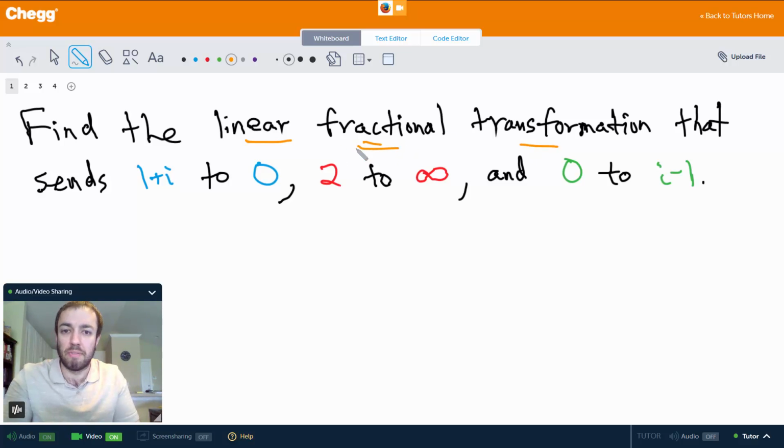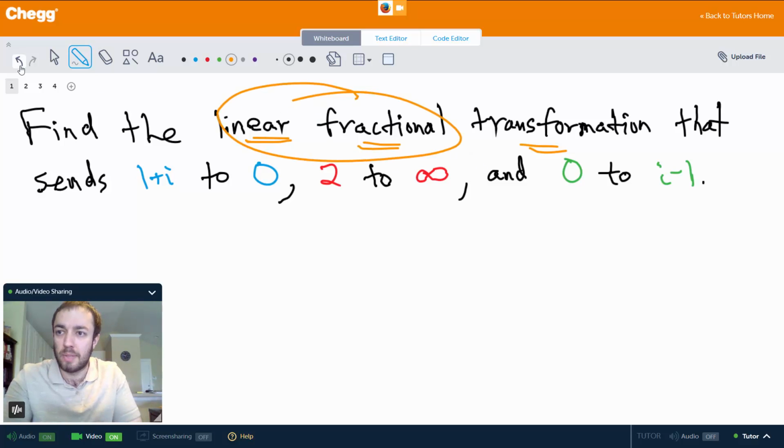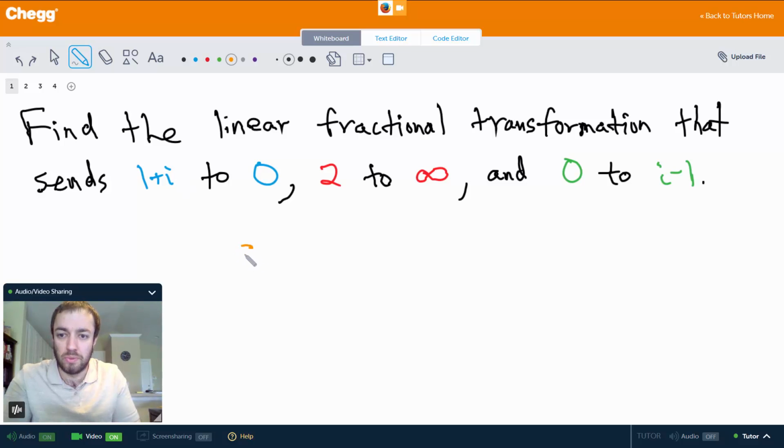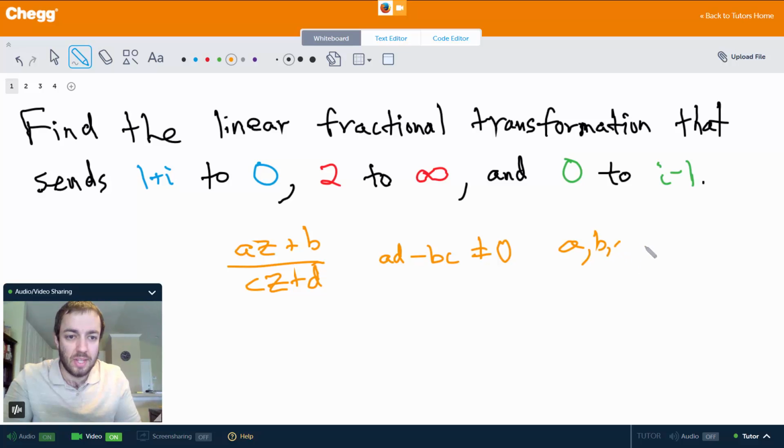Sometimes it's also called the fractional linear transformation, but it's just the same exact thing, with these two words swapped. A linear fractional transformation has this general form: az plus b divided by cz plus d, where we have the restriction that ad minus bc does not equal 0. And notice also that a, b, c, and d are complex numbers, not necessarily real numbers.